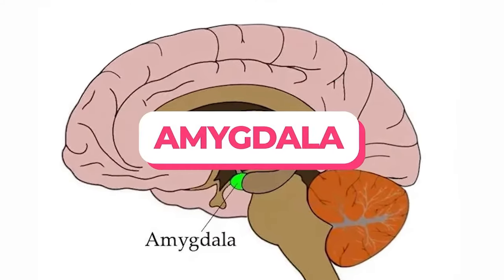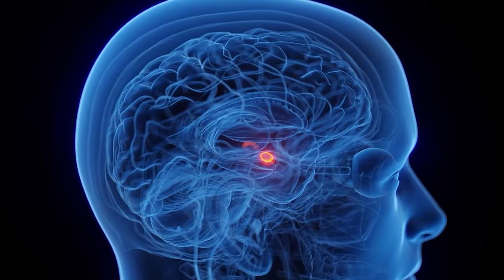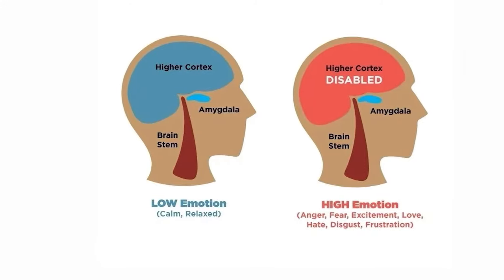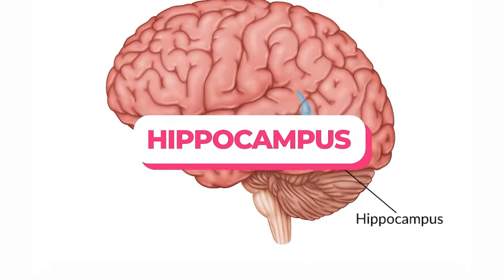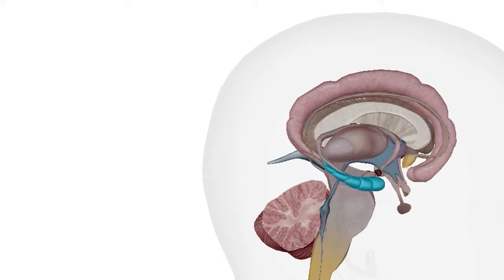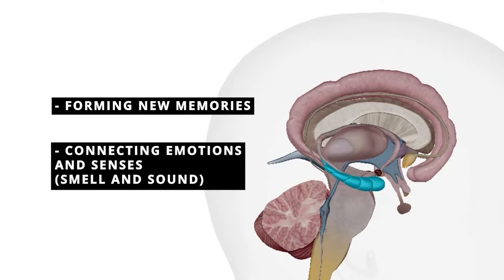Amygdala. A small, almond-shaped set of neurons located deep within the brain's medial temporal lobe. It's key in processing emotions, especially those related to fear and pleasure. Hippocampus. Located in the medial temporal lobe, the hippocampus plays a critical role in forming new memories and connecting emotions and senses, such as smell and sound, to memories.